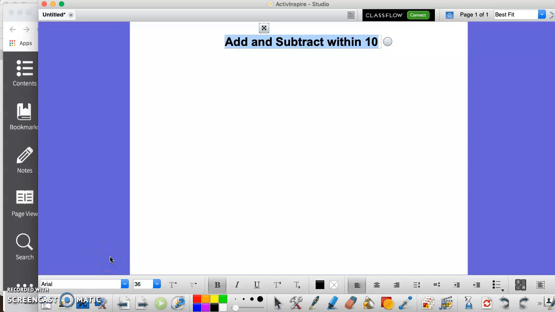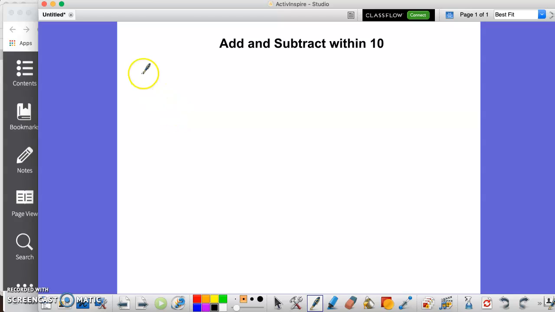All right, this lesson 8.1 is add and subtract within 10. And what you really need to know is, and think about strategies. So if you had 4 plus 5, you want to think of some strategies that we know.